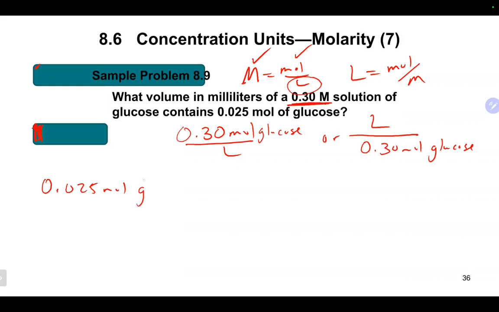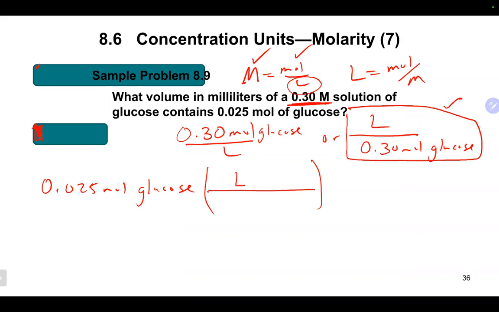So in this case, we have 0.025 moles of glucose. And once again, we could just think of it like a dimensional analysis problem where this would go this way. We would end up with liters up on top and 0.3 moles of glucose on the bottom. We're essentially dividing by the molarity, which is what we were supposed to be doing. Once again, the moles of glucose will cancel, and that would get us 0.025 times 1, don't need to do that, divided by 0.3, which gives us 0.083. The units here are liters.